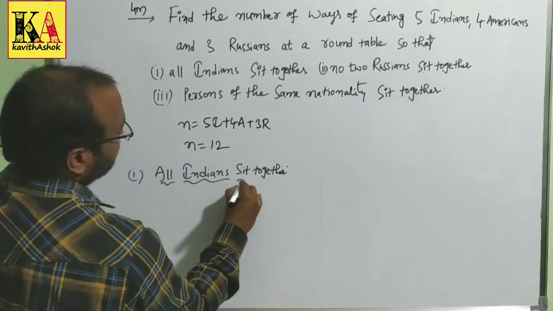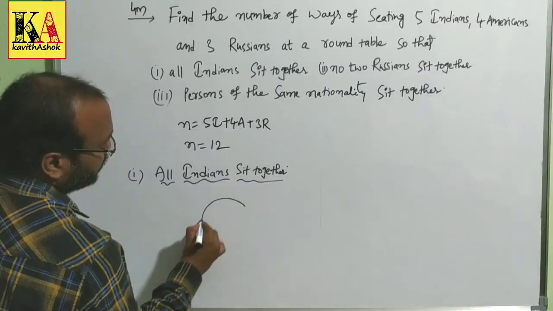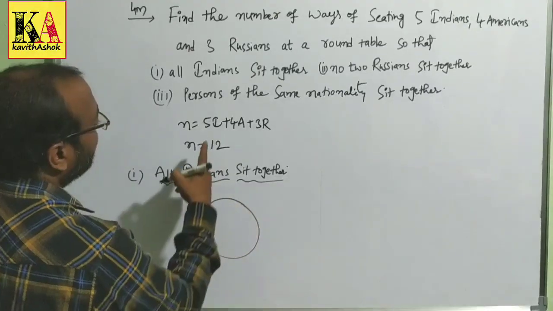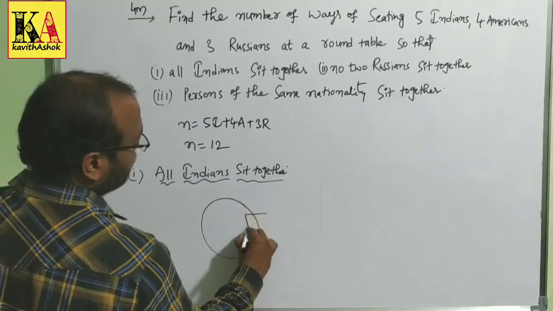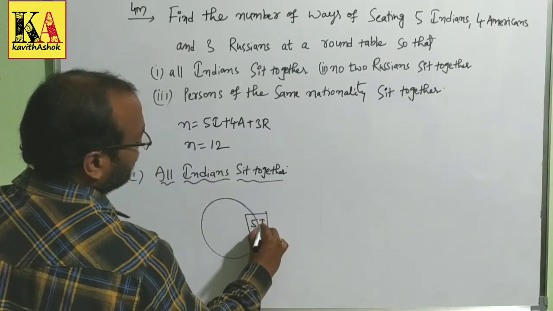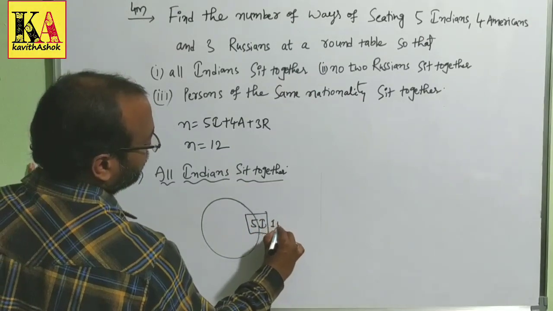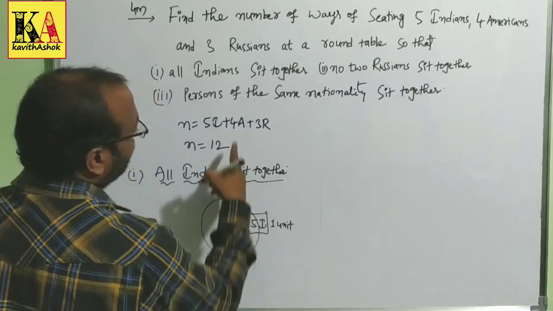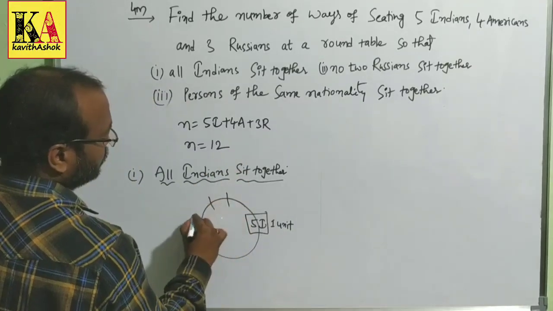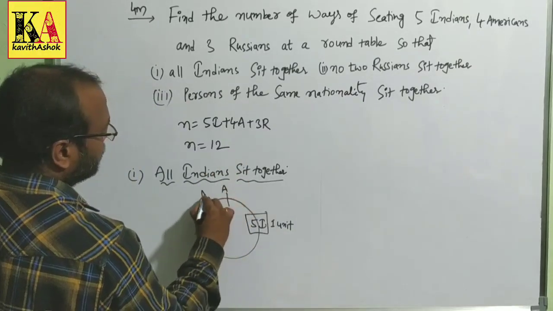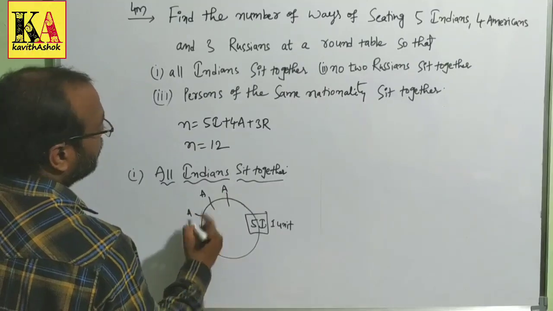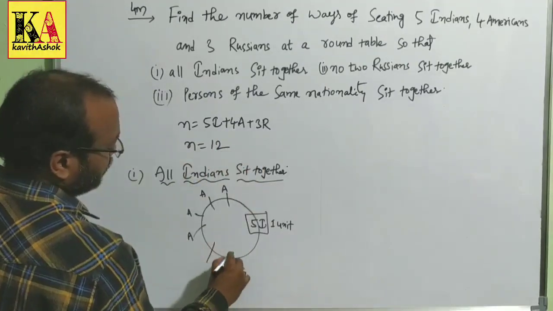Right. All Indians sit together. Now we will take the round table first. How many Indians are there? 5 Indians. Consider 5 Indians as one unit. Remaining 4 Americans are there. 1, 2, 3, 4. 4 Americans. And 3 Russians are there. 3 Russians.